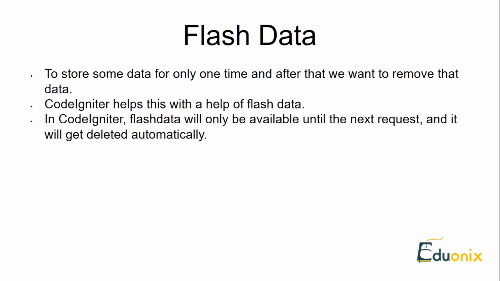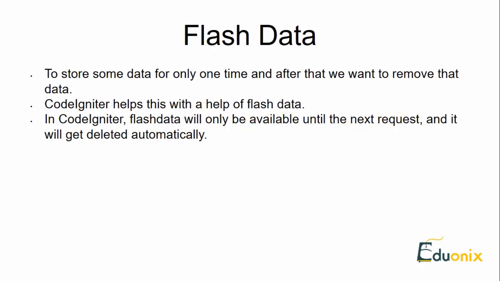So it's like temp data only. For a particular period of time, it will be available. The error message will be displayed. And once that particular request has been passed, or we ask for the next request, the previous data will not be available. It will be deleted automatically. So that is the main thing. In CodeIgniter, flash data will only be available until the next request.